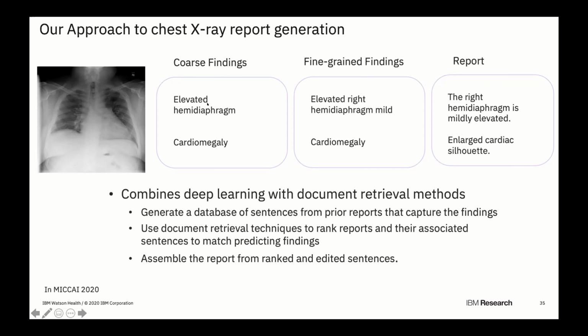So the basic methodology is to start from a coarse description of a finding, like elevated hemidiaphragm, then go to the next level of classification that describes a finer grain. So it says elevated right hemidiaphragm mild, and from there issue the statement the right hemidiaphragm is mildly dilated. So it's using a combination of coarse and fine-grained deep learning, using fine-grained labels to begin with, but then combining it with a document retrieval technique to actually generate the report.